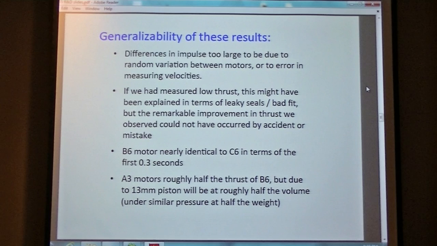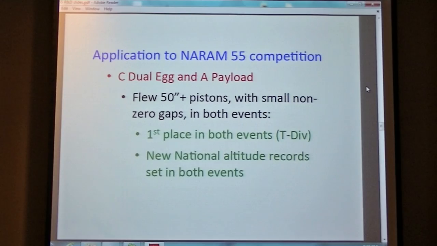So the thrust curves I showed you were at about 150 gram weight, which is on the order of a dual leg lofter. About half that weight is on the order of a payloader. So we thought these results would be applicable to the dual leg loft event at NARAM as well as the A payload event. And in fact, when we designed pistons for these events, we flew 50 inch or larger. I think we actually flew 55 inch, Chan told me earlier, 55 inch pistons in these events with small non-zero gaps based on the non-zero volume result we saw. And we did, in fact, take first place in both events, as well as set new national altitude records in both events. So I see this as a bit of an independent validation as well of the result.